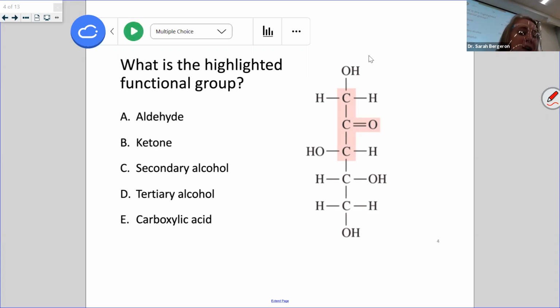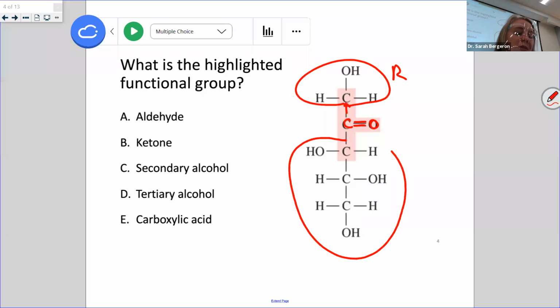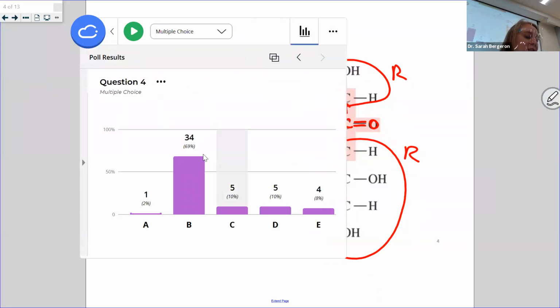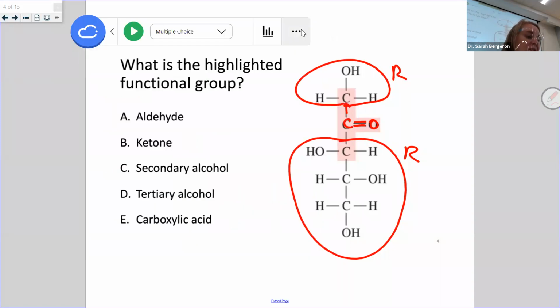If we have a carbonyl group right here, and it has one R group here and one R group here, what do we call it? What did y'all say? A ketone. A ketone, good. One of those you just got to remember.